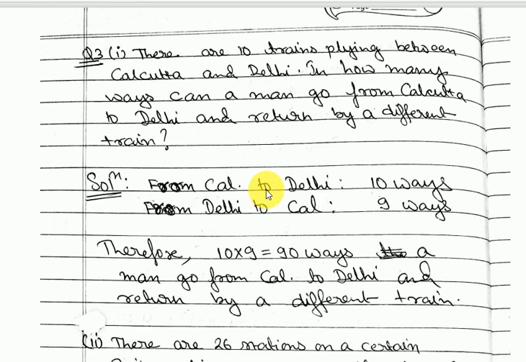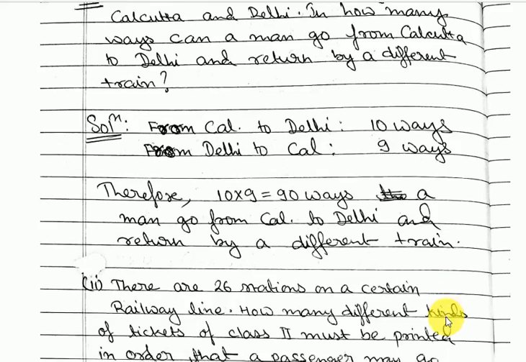So from Calcutta to Delhi he can go 10 ways. From Delhi to Calcutta he has the restriction that he cannot come by the same train, so he can come only 9 ways. He has got only 9 options. So therefore 10 into 9 equal to 90 ways a man can go from Calcutta to Delhi and return by a different train.